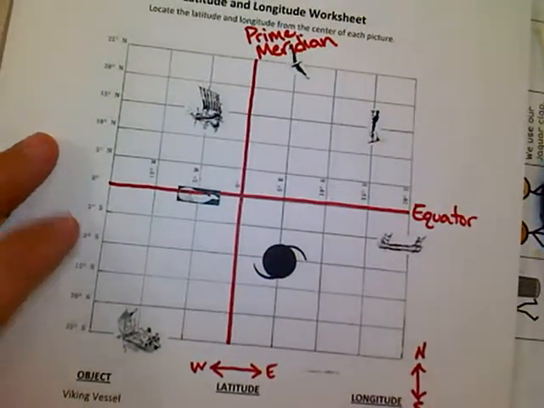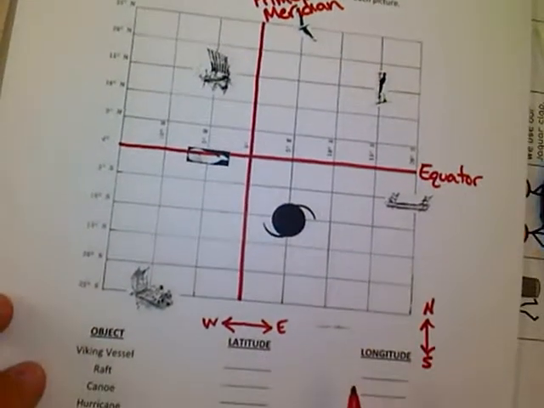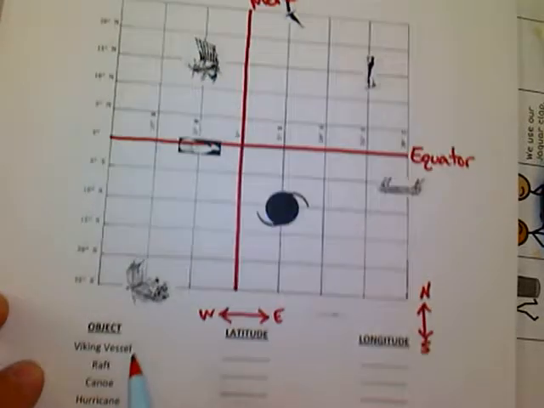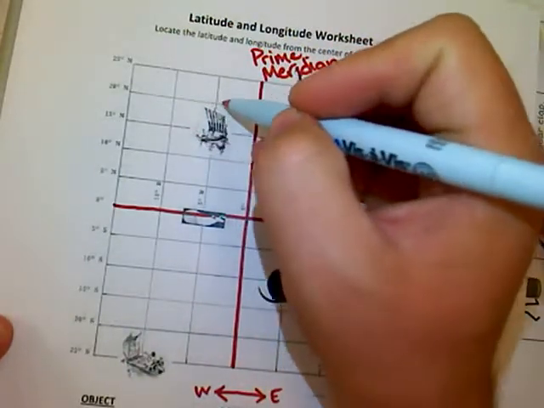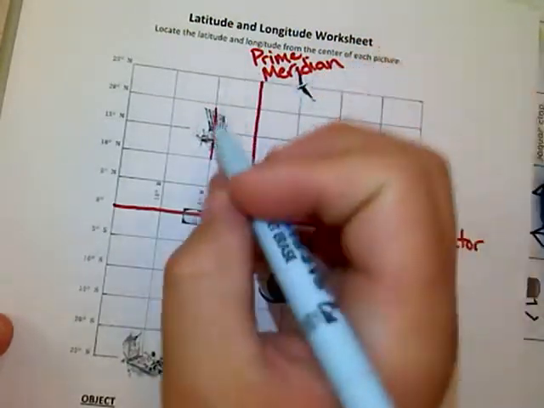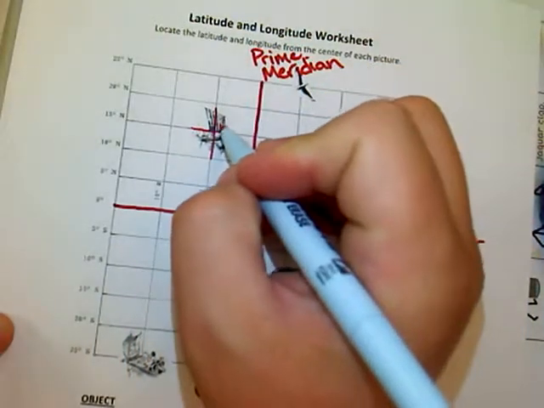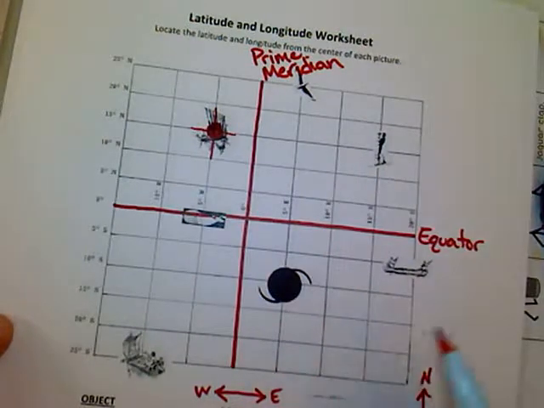Now, this is going to be a little bit weird, but you can do it. First, we're going to find the Viking vessel. Okay? The Viking vessel is right up here. See how these lines aren't connecting? Well, I want them to so that I can make sure I do this right. So I'm just going to kind of connect them there. And I'm going to want to know exactly where that point is.